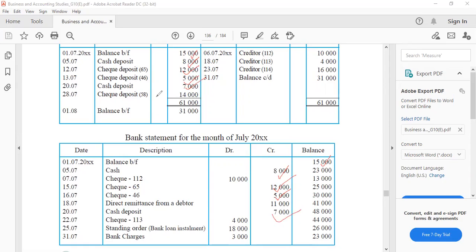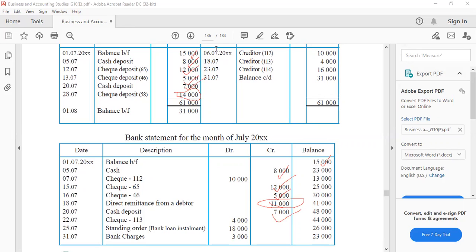Next one, check deposit 58. Can you see in the credit side of the bank statement a check deposit of 14,000 with the check number 58? No, right? So then what you must do is circle it. This 14,000 is not there, circle it. And again, in the bank statement, 11,000 is not there. So circle it.